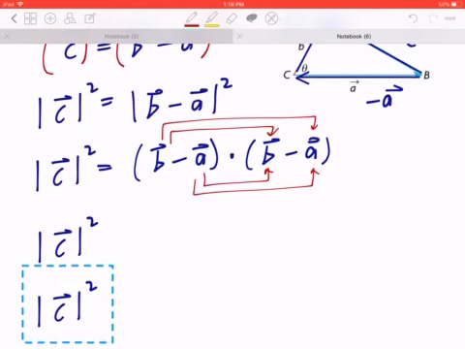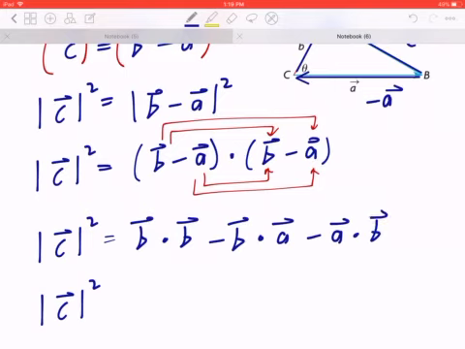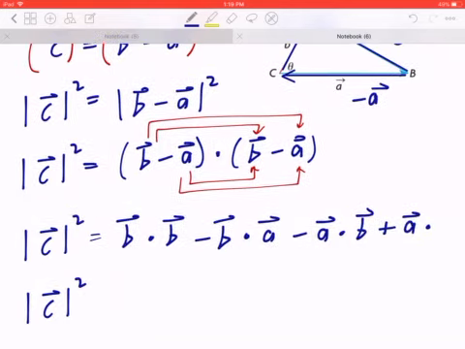Now, when I look at the right-hand side, you expand the first arrow, and this will give you vector b dotted into vector b. So b dot b. And the second arrow is going to be negative, so 1 times negative 1 is negative 1, so negative b dotted into a. If you look at the bottom arrows, you have negative a dotted to b, so minus a dot b. Last but not least, negative a dotted into negative a is going to be positive a dotted into a.